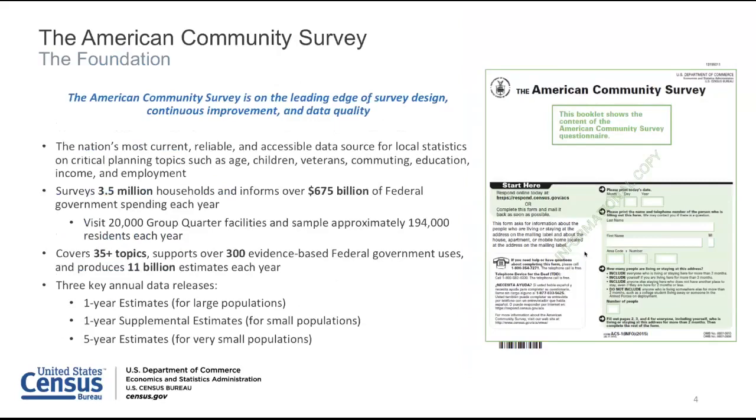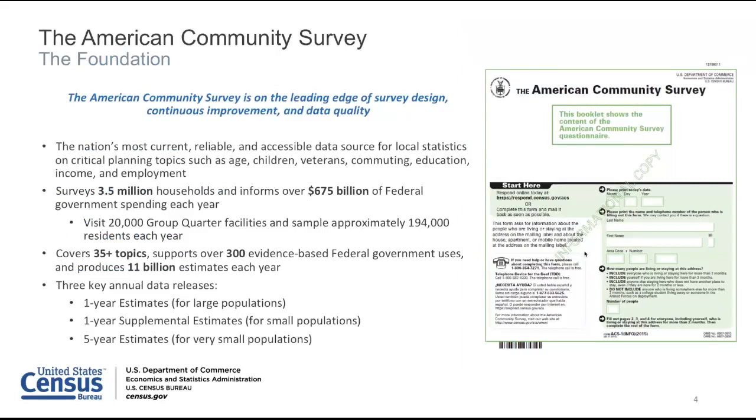So the ACS, as I mentioned, is the largest national household survey. It does go out to approximately 3.5 million addresses every single year, and that averages out to just over 290,000 addresses every month of every year.